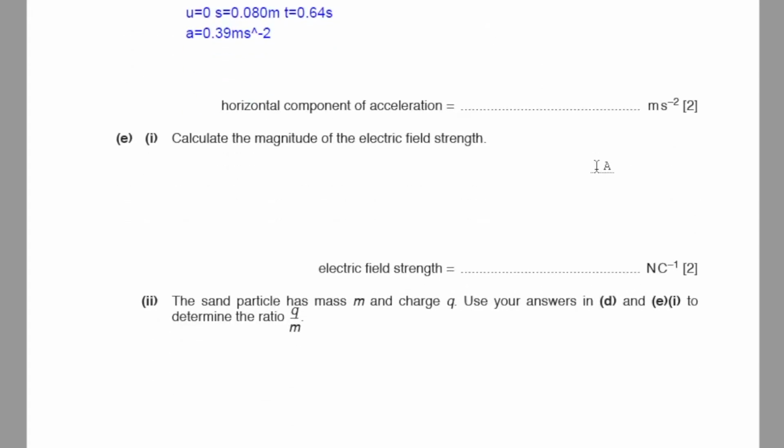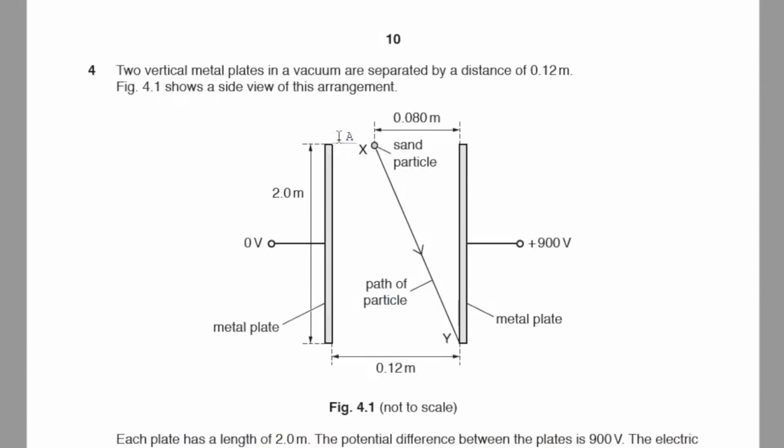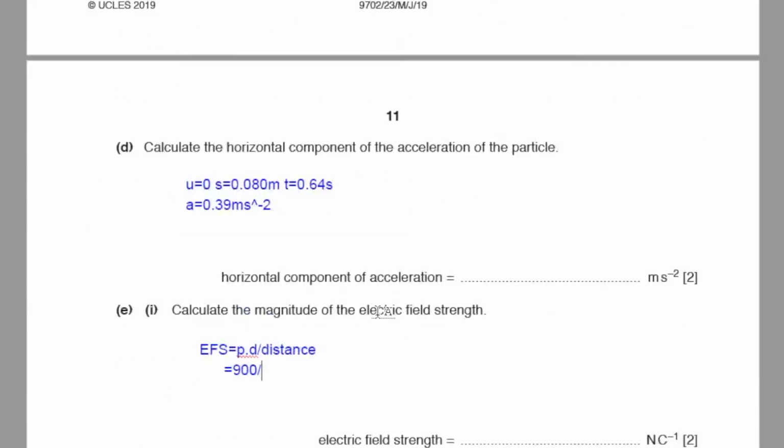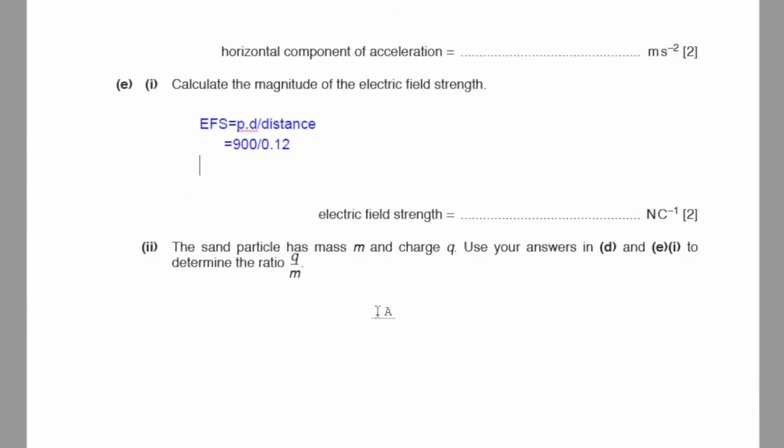Part E 1, calculate the magnitude of the electric field strength. So electric field strength is equal to potential difference divided by the distance between the charged plates. Our potential difference is 900 volts divided by the distance between the charged plates, which is 0.12 meters. And this gives us the electric field strength as 7500 newtons per coulomb.